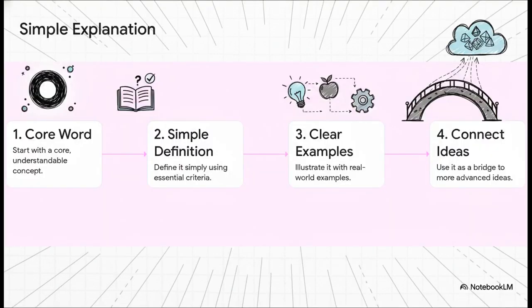So what we've really seen here is a kind of blueprint for being clear, right? Step 1, start with a core word. Step 2, give a simple definition. Step 3, back it up with clear examples. And step 4, use that to connect to bigger ideas. It's a pattern that literally anyone can use to explain things better.